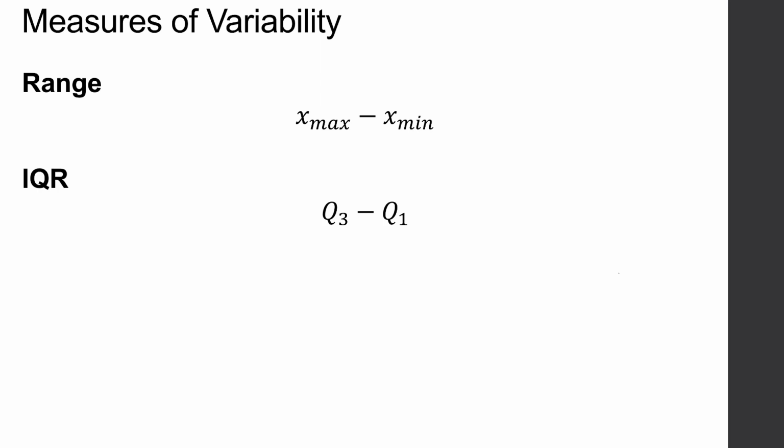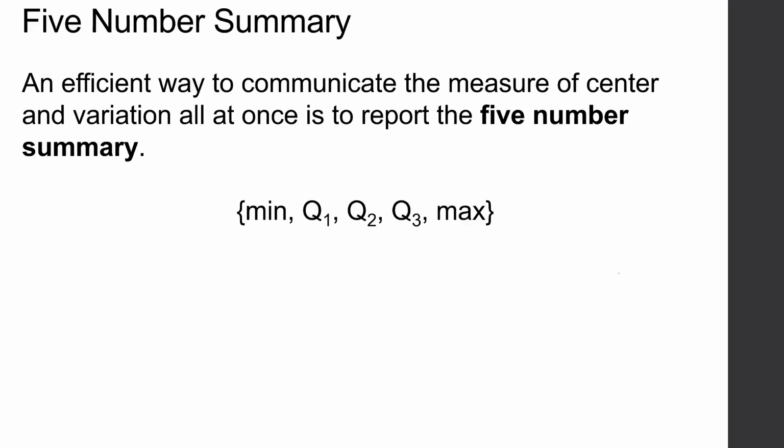The range is defined by going from the maximum observation in a data set to the minimum. So it's the max observation minus the minimum observation. And then the IQR, or interquartile range, is the distance from the third quartile to the first quartile. So Q3 minus Q1.